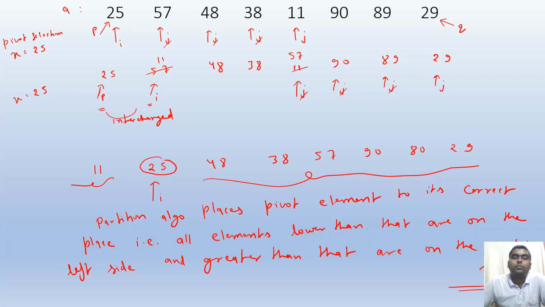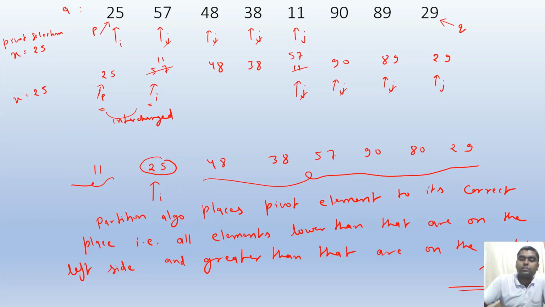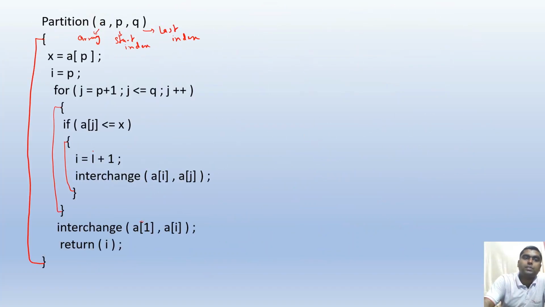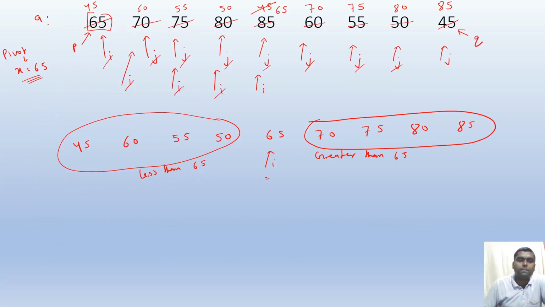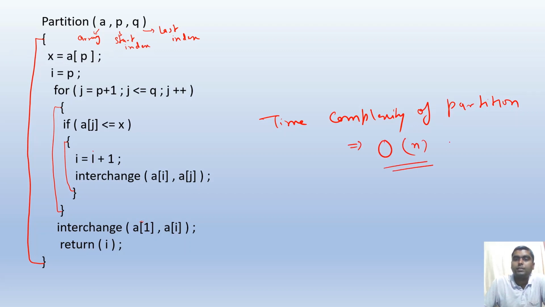particular element. So it is clearly observable that this partition algorithm is taking how much time? It is taking order of n time, because it is just iterating a loop, nothing else. So the time complexity of partition is order of n.